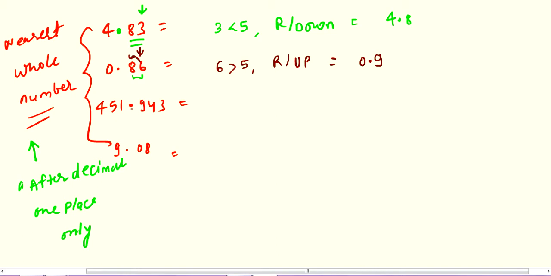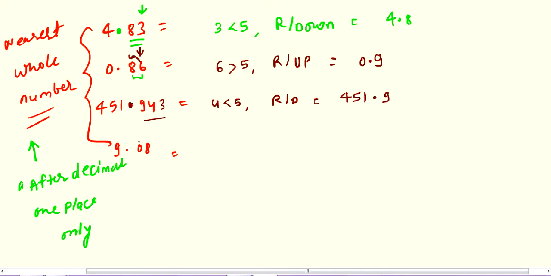Now in this question we have three places after the decimal. And as I told you, after the decimal you should have only one place. So this 3 is less than 5, so directly you can remove it. Now this 4 is less than 5, so this is the case of rounding down. And rounding down means what? We will remove 4 and 3 both. So we will only have 451.9.